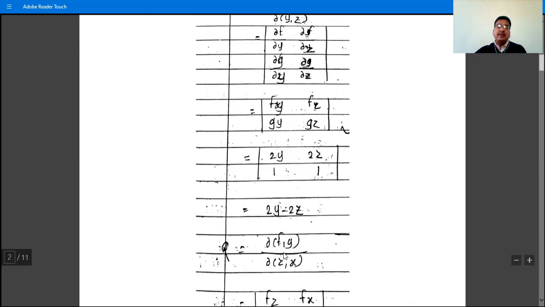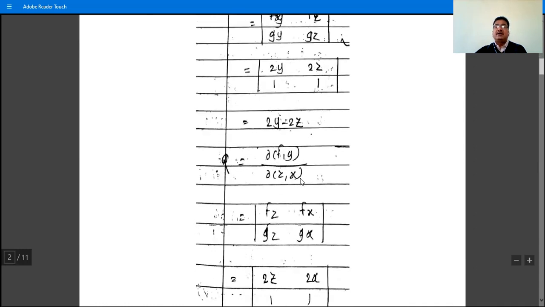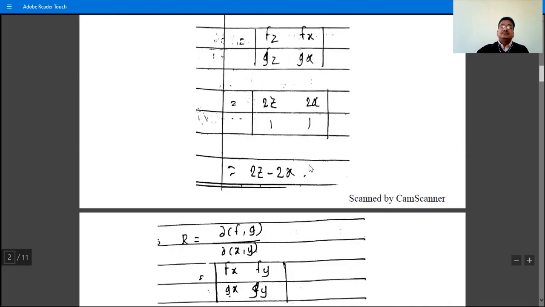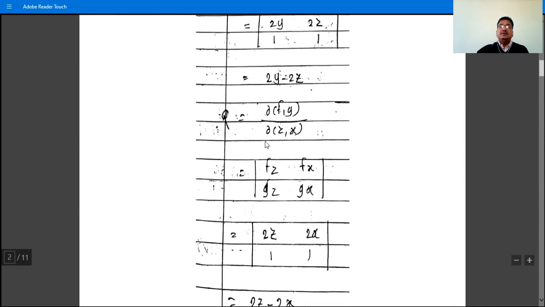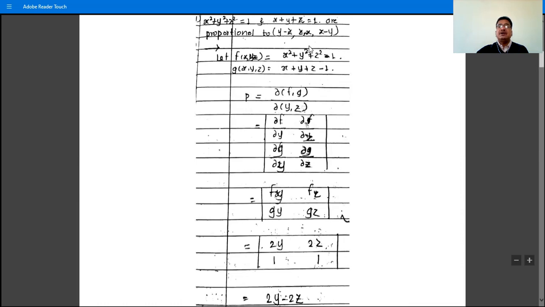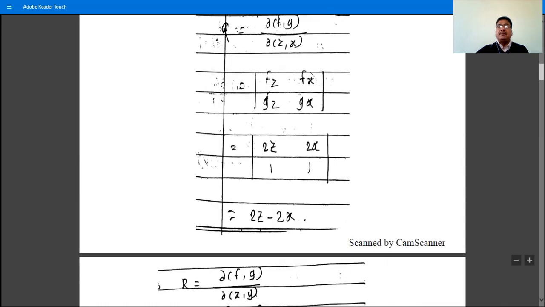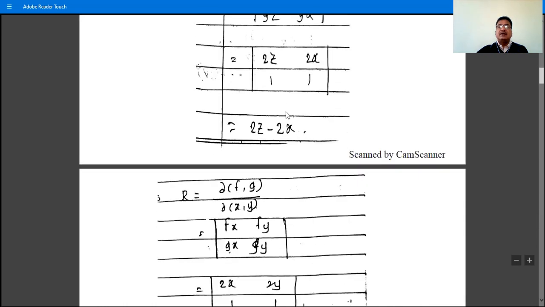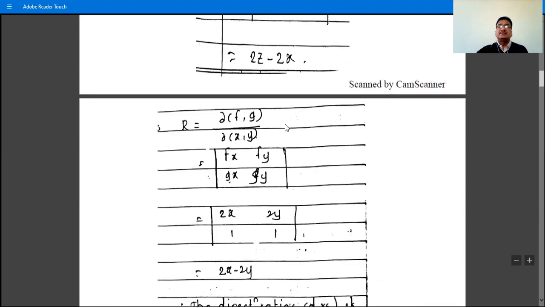Similarly, what is capital Q? Q is the Jacobian of f, g with respect to z, x. That is the determinant with rows fz, fx and gz, gx. fz means the derivative with respect to z, which is 2z. Then ∂f/∂x means 2x, and gz is 1. Then gx is again 1, and so we have 2z minus 2x as the determinant of this matrix.